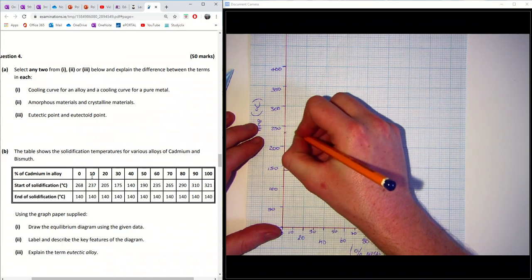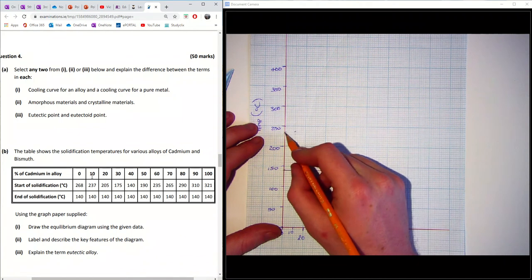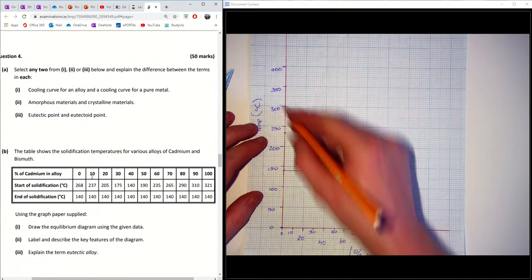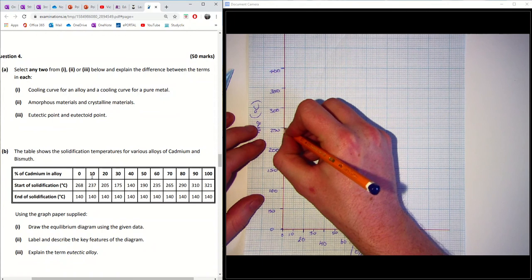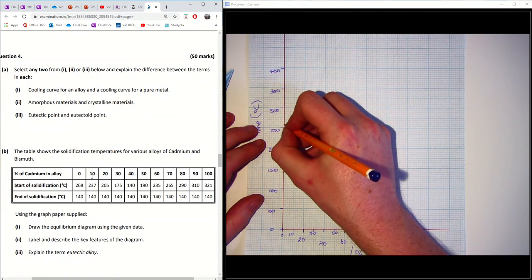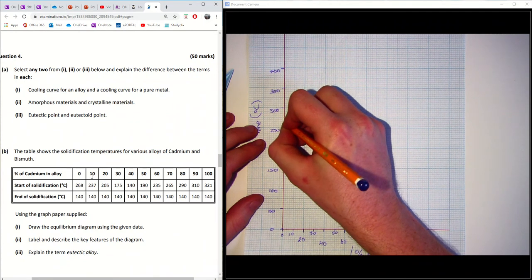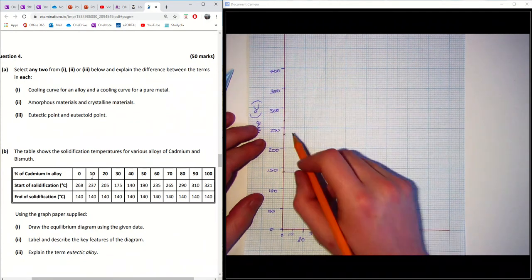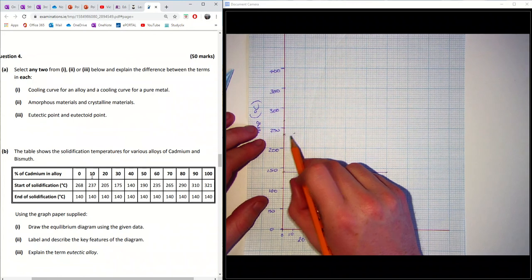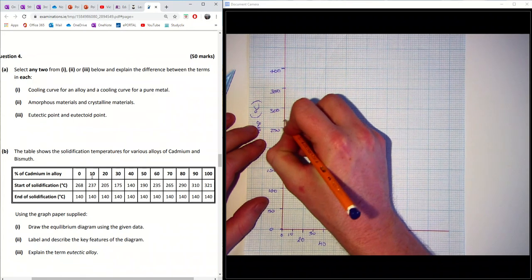Okay, now straight away you see I've made a mistake on this one. Okay, so this is 268. So 268 actually should be up at 250, 260, 270. Okay, so this is actually 268 here. Okay, so we see the reason for doing it in pencil rather than in pen.